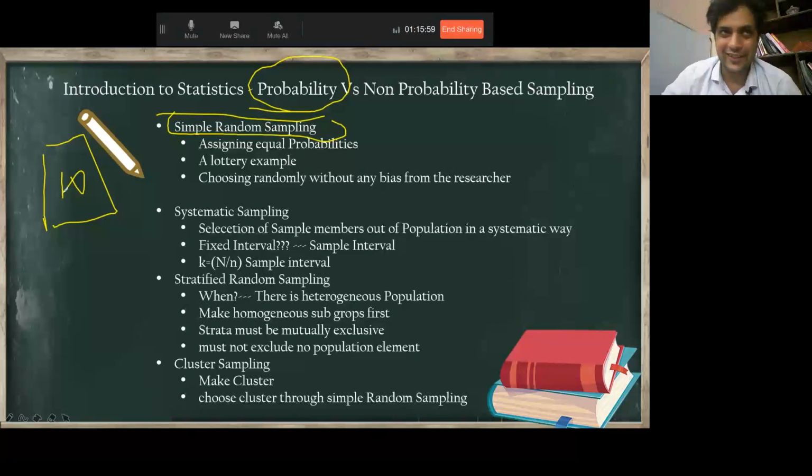So we cannot say it's fair or unfair to choose the sample the way we are choosing it, but it's a technique, and mostly we use simple random sampling to conduct different surveys.